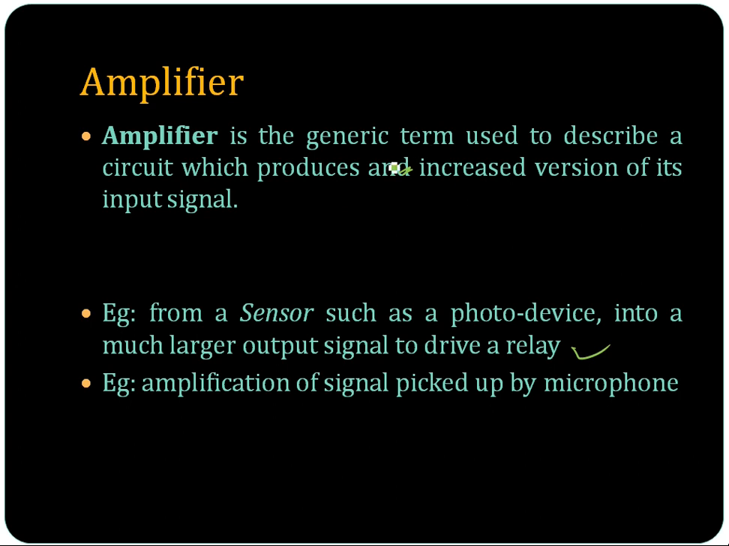So what is an amplifier? An amplifier is the generic term which is used to describe a circuit which produces an increased version of its input signal. For example, you can consider a sensor like a photo device which produces a signal which is very small, and if you want to drive a relay with a larger output signal from this sensor, you need an amplifier in between. Then amplification of signal picked up by a microphone is another example of amplification of weak signals using an amplifier.